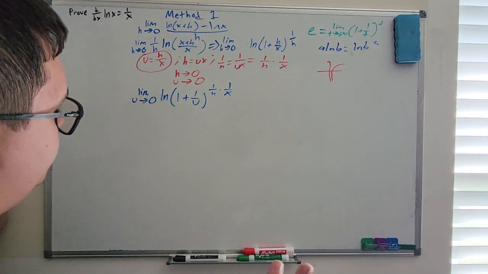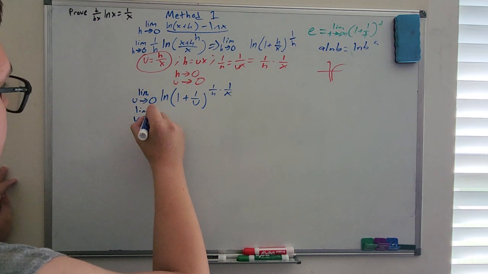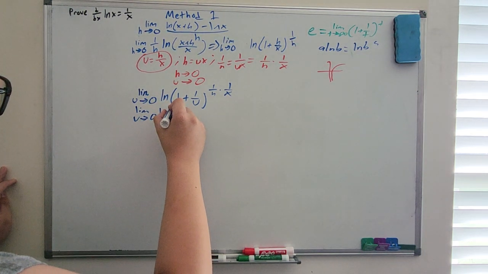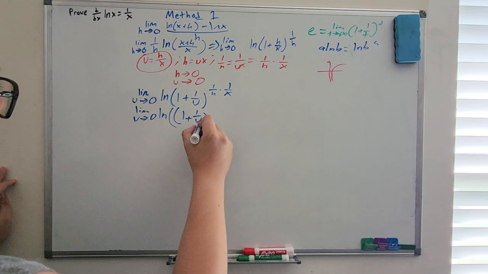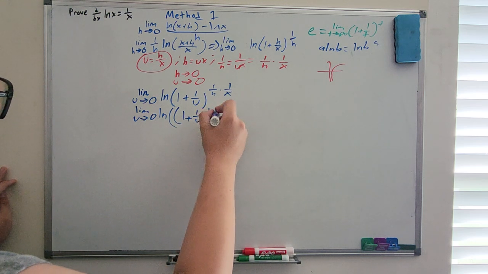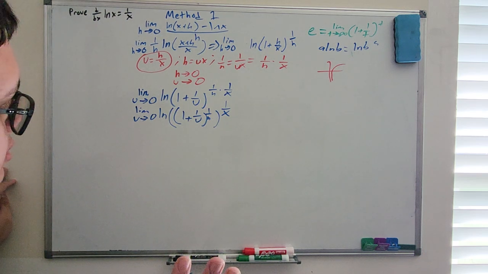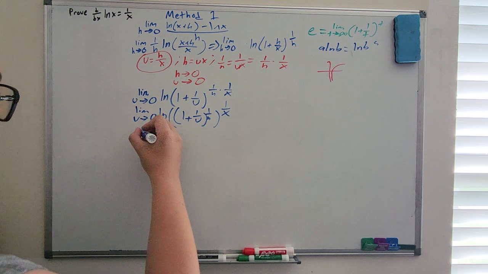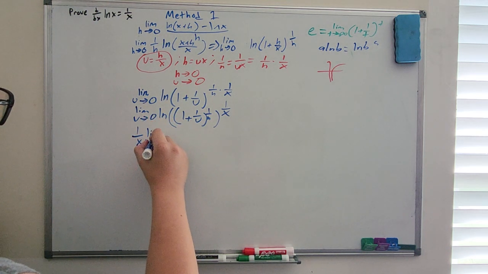Now we can do some manipulation. The limit as u goes to 0 is equal to natural log of, let's do double parentheses, 1 plus 1 to the u, to the 1 over h, and then to the 1 over x, right? Cool. So we can bring the 1 over x down in front of the limit. You'll see why.